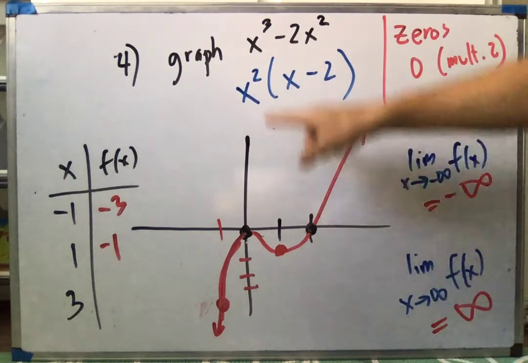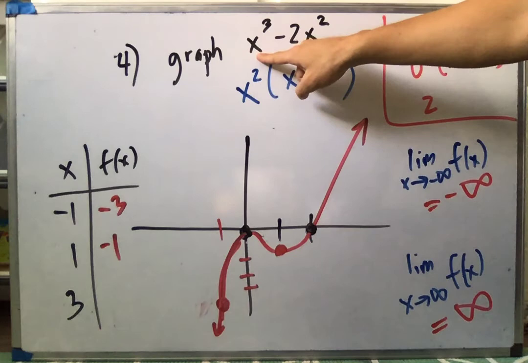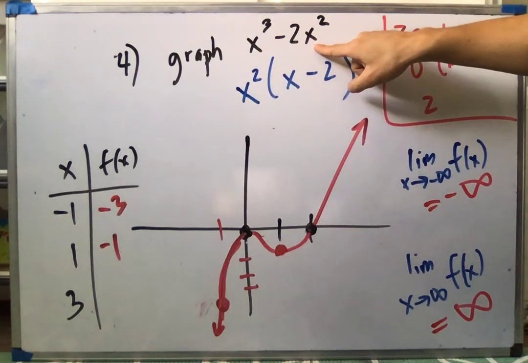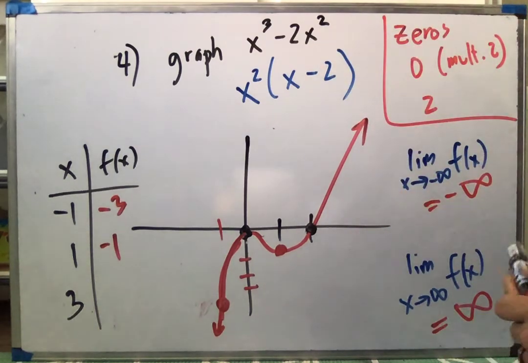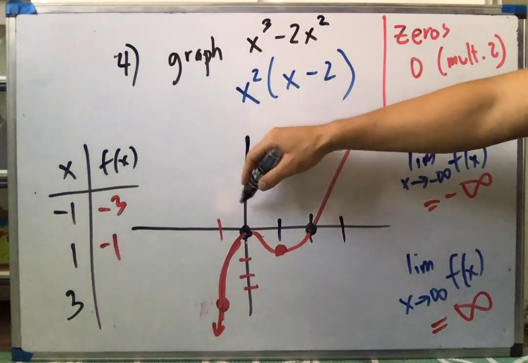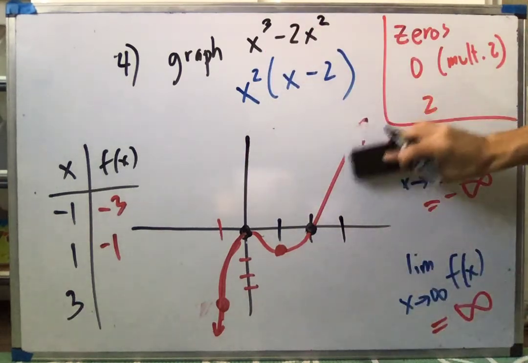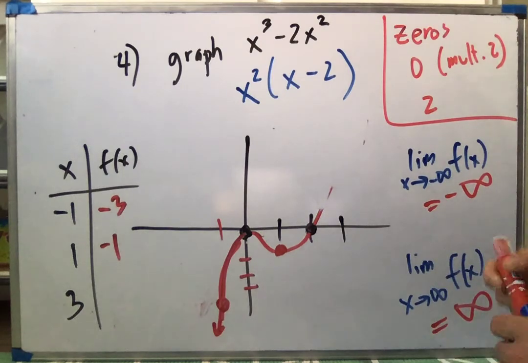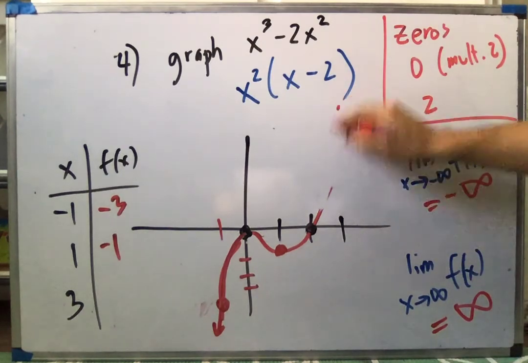Okay, if I put in a 3, that's going to be 3 times 3 times 3, which is 27, minus 2 times 9, 18. That gives me 9, positive 9. So at 3, I'm at positive 9. So actually probably even steeper than I had drawn originally. And it's up here somewhere.